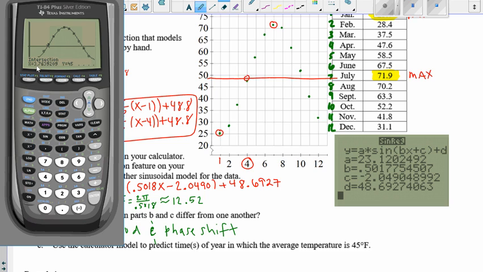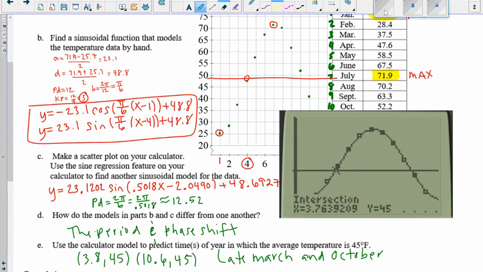So we get about 3.7. That right there would be the first point. And if I do it again, second trace, intersection, and go to the other side, and then hit enter 3 times, I get about 10.6. So now I can see from my graph, which I just made a little bit bigger right here, that late March and October are the times of year where the average temperature is around 45 degrees Fahrenheit, which makes sense for Ohio.